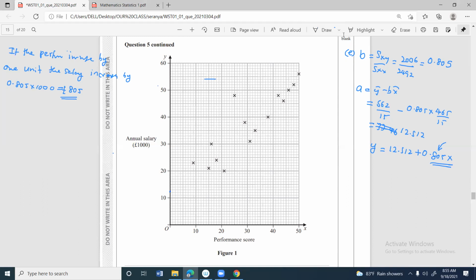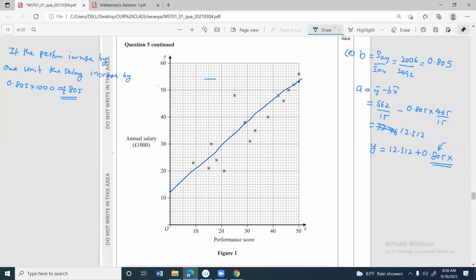And if the x value is, we will take 50. 12.512 plus 0.805 into 50 turns out to be 52.7, which is obviously like 53. Then what you need to do is draw a line with a ruler. I'm just doing it manually, but you need to do it perfectly. Okay. That's the line.